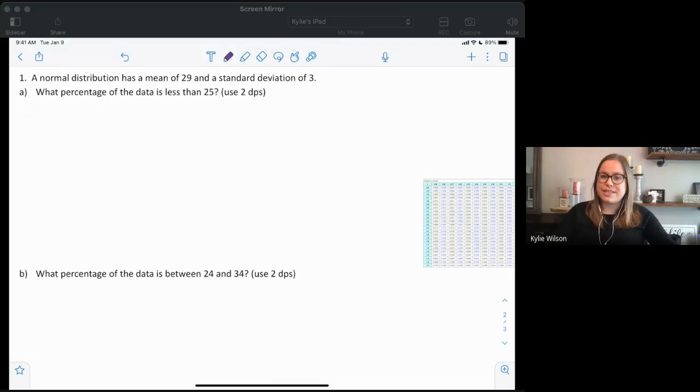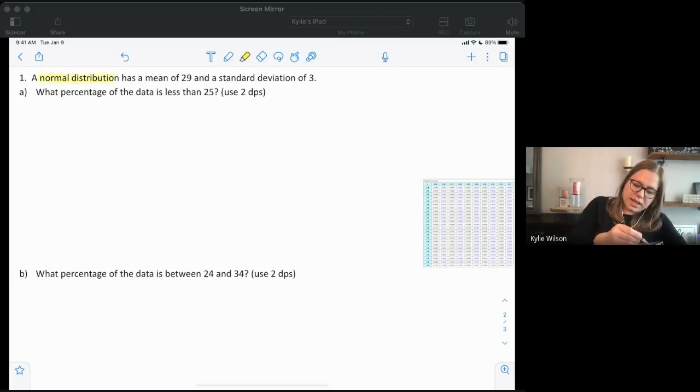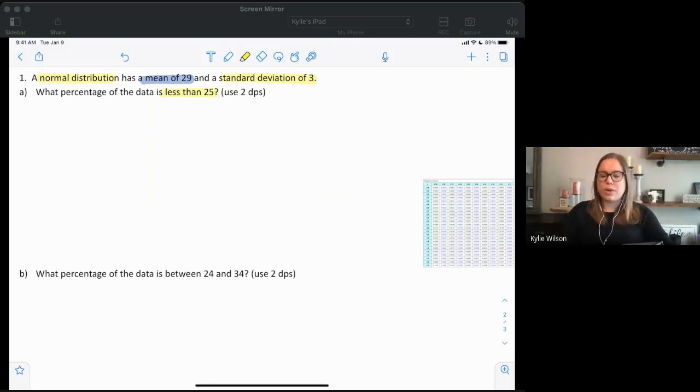So here's our question, and our question's actually going to look very similar to some of the questions that we had yesterday. So a normal distribution has a mean of 29 and a standard deviation of 3. What percentage of the data is less than 25? So this is very, very similar to our questions from yesterday. So we'll start by just drawing our normal distribution curve.